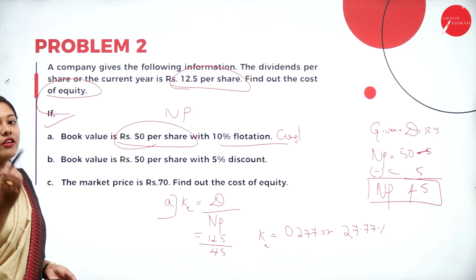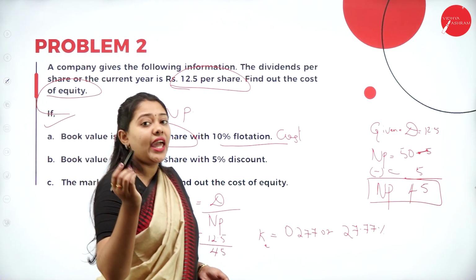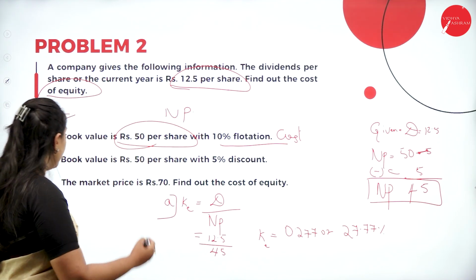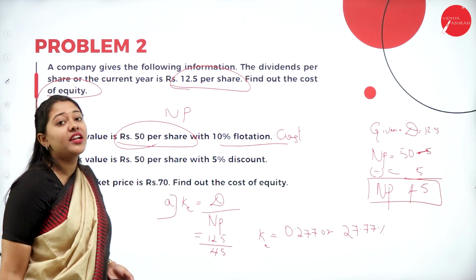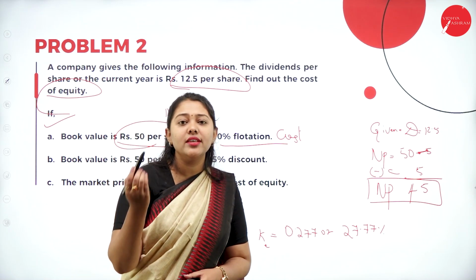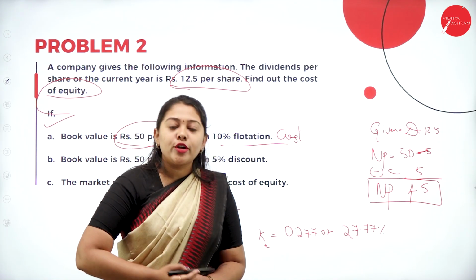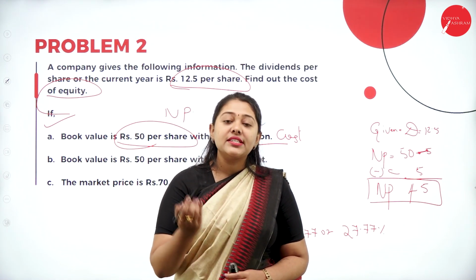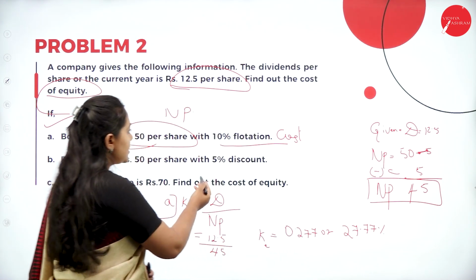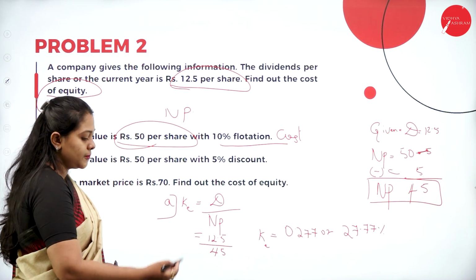Moving forward, we have to solve case 2. What is case 2 given? Book value is rupees 50 per share with 5% discount. So while issuing the shares, what is the rate of issue they have done? They have done it at a discount. So 50 rupees into 5% discount, it will be how much?